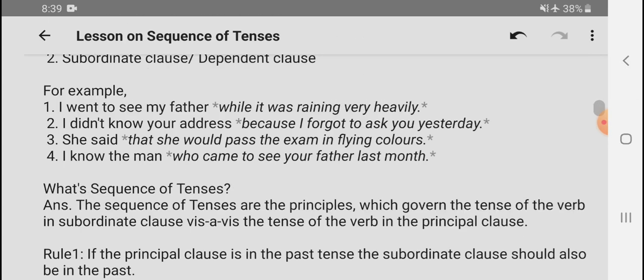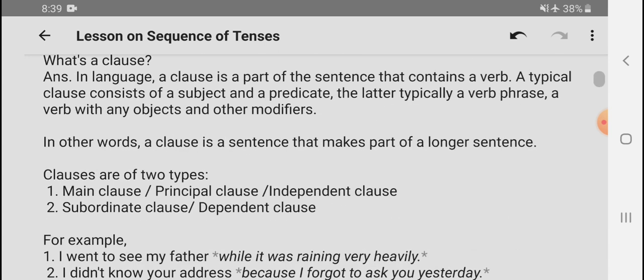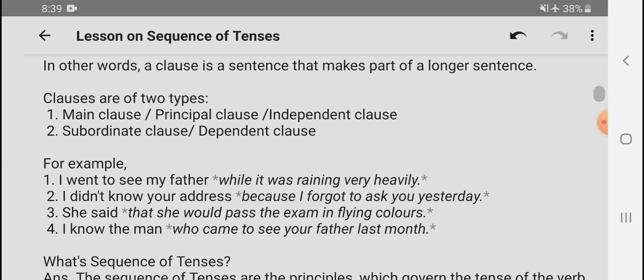Here my discussion of clauses ends. You just need to know what a clause is, which we have already discussed, then the types of clauses and how to identify them. In order for any clause to be independent, it has to give you a full meaning. In order for any clause to be dependent, it will never give you a full meaning. It will always rely on the other clause, as seen in these 4 examples.